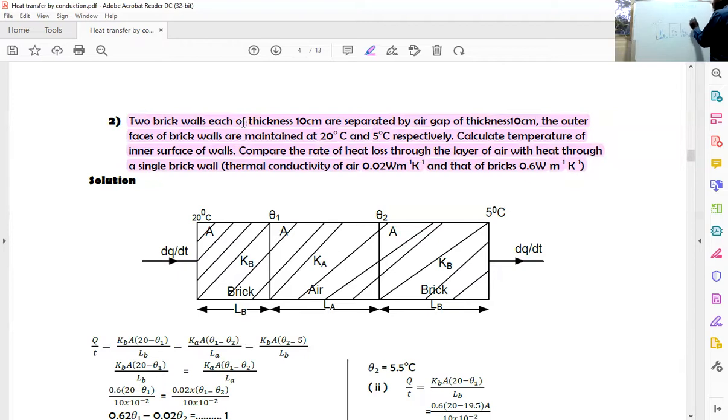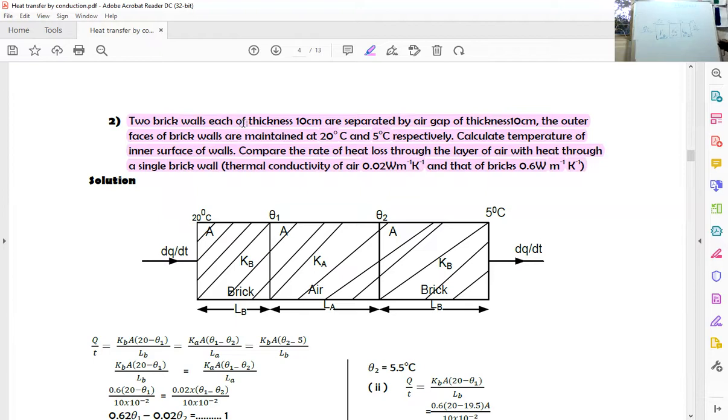Heat transfer moves from a region of higher temperature to a region of lower temperature. So as heat travels from this end to this end, the temperature shall keep on decreasing from the given 20 to 5 degrees Celsius. At a steady rate of heat flow, the rate of heat flow, dQ/dt, is going to be the same rate that flows out here. At this point they will be the same.